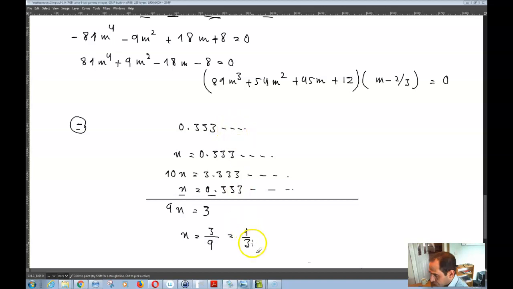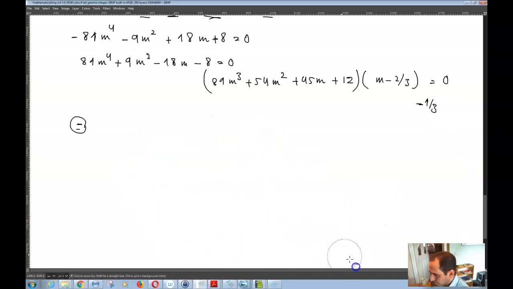So the number is 1/3, and it is negative 1/3. So what that means is that another zero of this polynomial is negative 1/3, and so the factor related to that is m minus negative 1/3, which is equal to m plus 1/3.